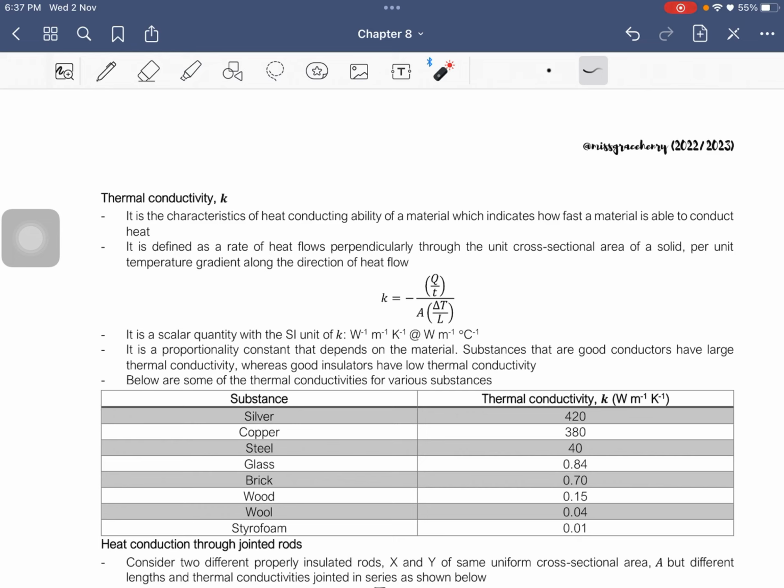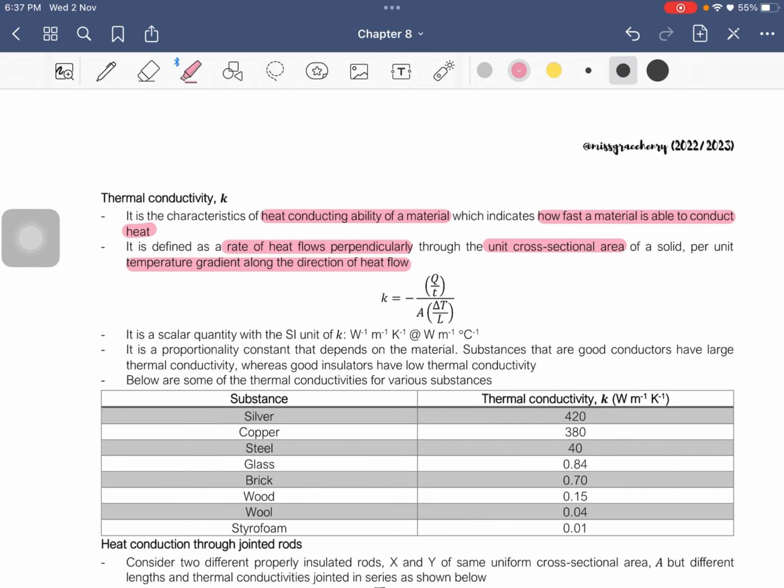Thermal conductivity, which is K, is the characteristic heat-conducting ability of a material, which indicates how fast it can conduct heat. Okay, so berapa cepat dia boleh dapat rasa panas benda tu, begitu. So it is defined as the rate of heat flow perpendicularly through the unit cross-sectional area per unit temperature gradient along the direction of heat flow.